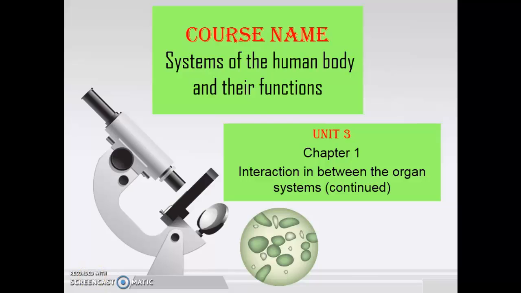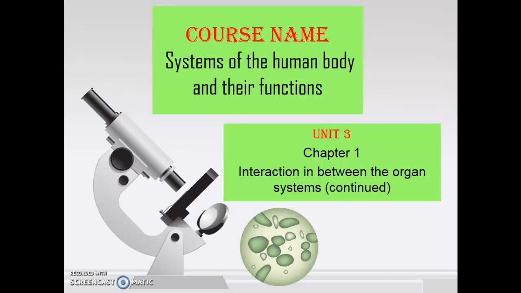Hello everyone. We are going to continue with chapter 1 of unit 3, that is interaction between the organ systems of the human body, and the course name is still the same, that is systems of the human body and their function. So till now we have already learned how the digestive system interacts with the other systems, that is the circulatory system, skeletal system and muscular system.